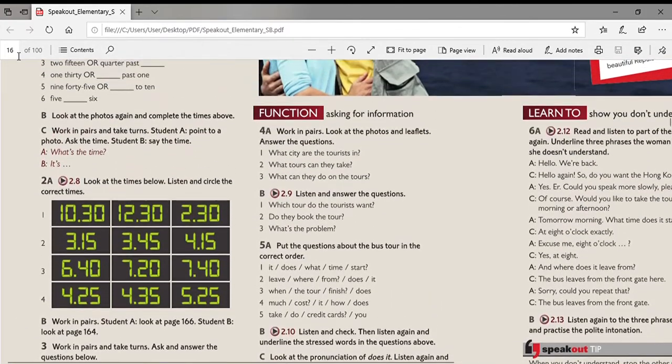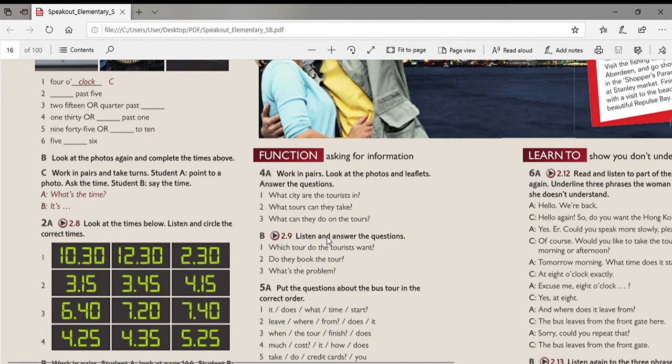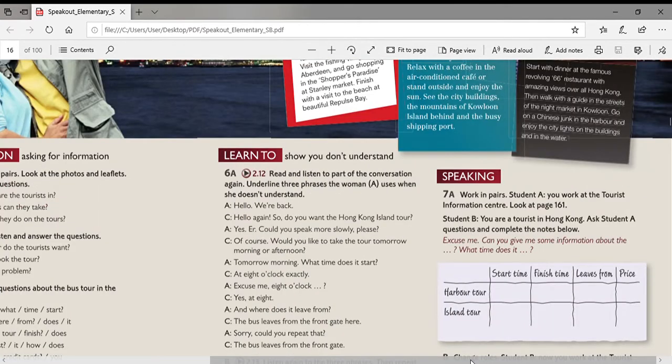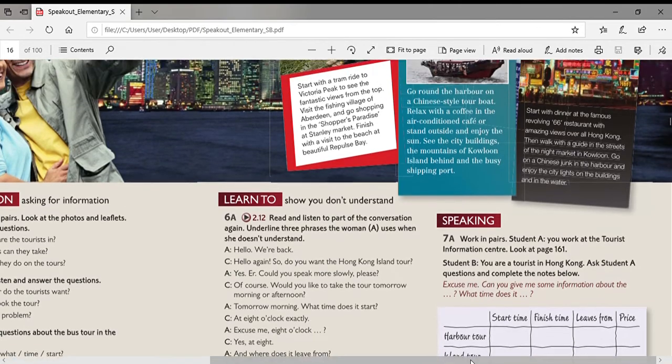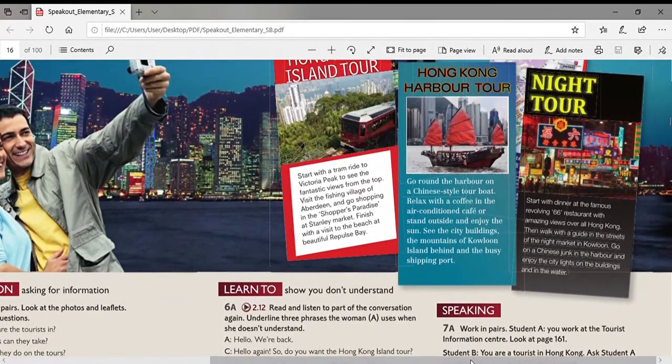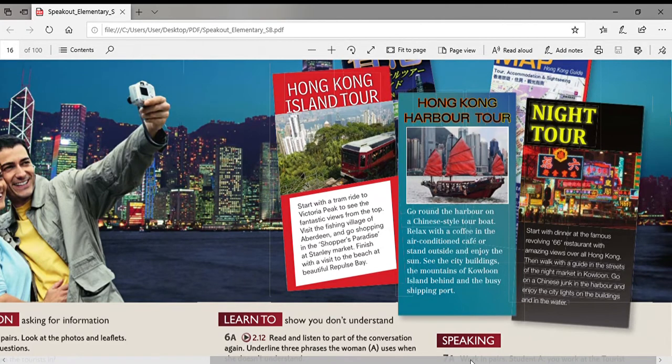So next we should read about the tour to Hong Kong and answer the question. The first one is Hong Kong Island Tour. Start with the tram ride to Victoria Peak to see the fantastic views from the top. Visit the fishing village of Aberdeen and go shopping in the Shopper Paradise at Stanley Market. Finish with a visit to the beach at beautiful Repulse Bay.